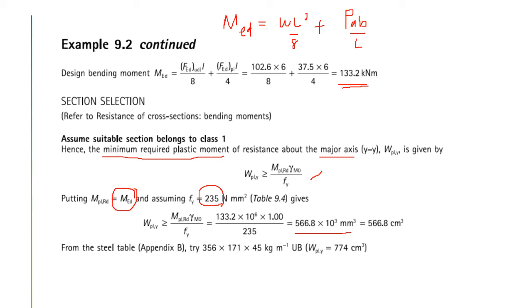Then you need to change the unit to centimeter cube by dividing with 1000. So we get our WPLY is equals to 566.8 centimeter cube. And then you refer to the appendix at the back. So we can try this size as the WPL is equals to 774 centimeter cube, which is greater than the minimum requirement. Okay, so now we are going to check whether this beam size is suitable to support the load.